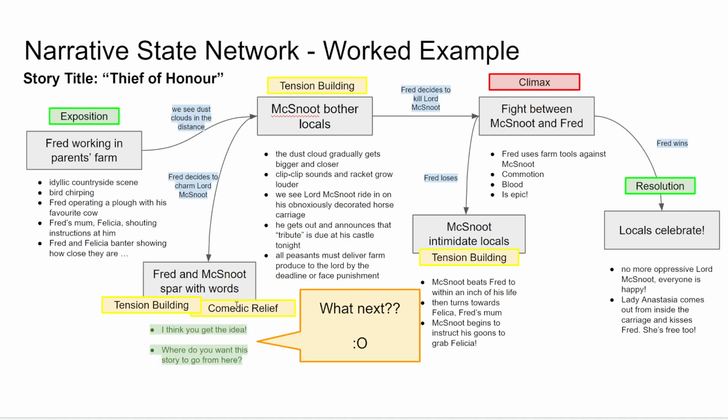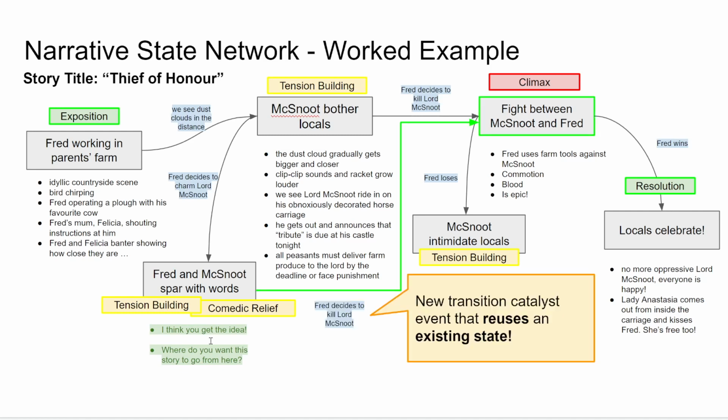Essentially, what I've explained right now is an example run-through of how to build a narrative state network. Where do you want the story to go next? I'll do one more example here. You can actually use pre-existing states. One of the possibilities here is that if the charming doesn't work, you can still go ahead and decide to use violence.